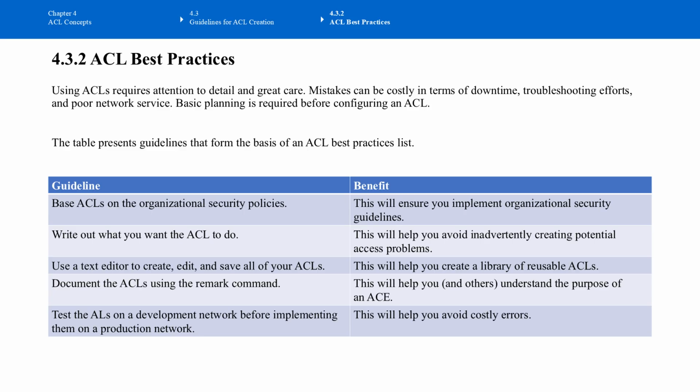Plan before configuring. So write down exactly what traffic should be permitted or denied before creating the ACL. Also use a text editor. Create and save ACL configurations before entering them on the router. These also create a reusable ACL library. Use remark statements. Document what each important ACE or group of ACEs is intended to establish.